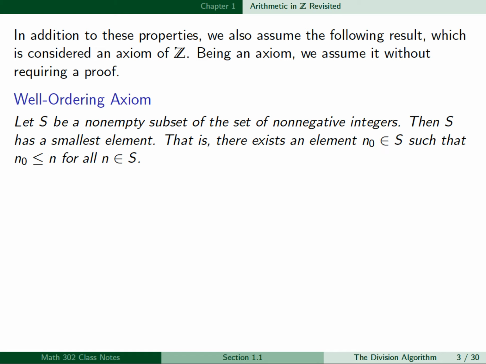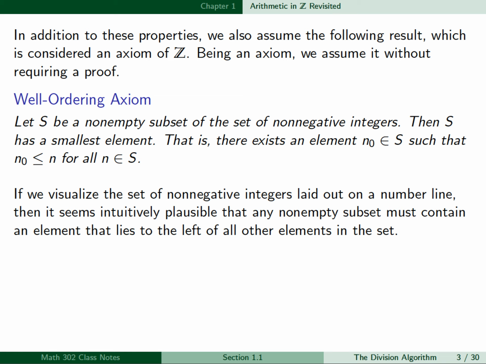That is, there exists an element n sub 0 in S such that n sub 0 is less than or equal to n for all n in S. So n sub 0 is the smallest element of the set S, which means that it's less than or equal to all other elements n in S.